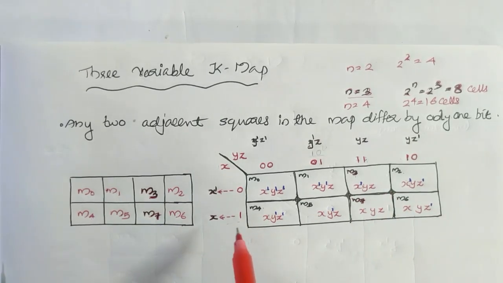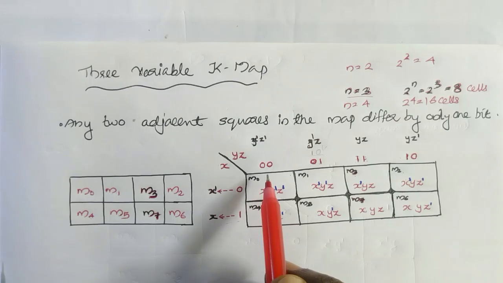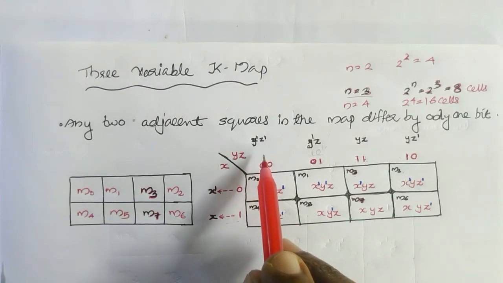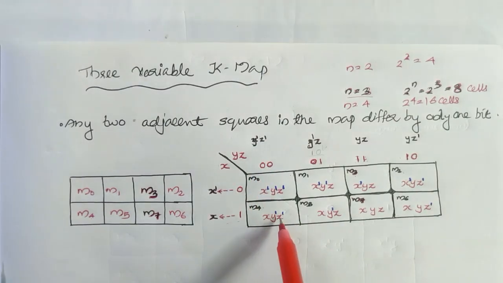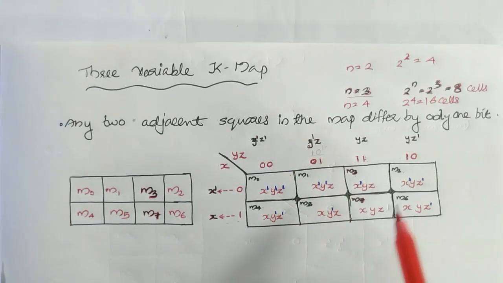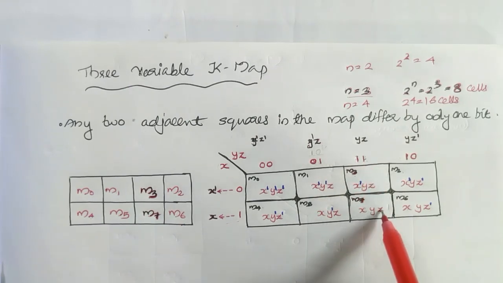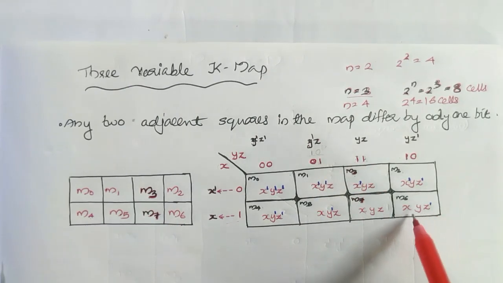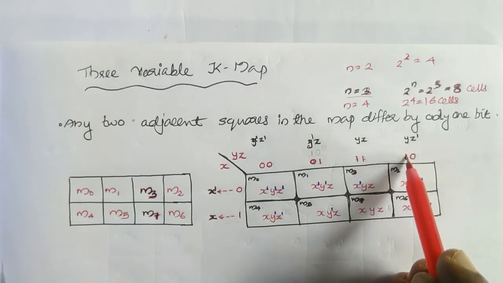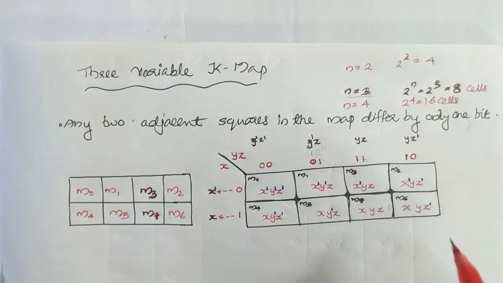The next row, the value of x is 1, so in this row the value of x is always x. Here the values of y and z are 0 0, so y bar z bar. The next cell you will get 0 1, so y bar z, and next cell you will get 1 1, so y z, so x y z. And the last cell, the values of y and z are 1 and 0, so y z bar, x y z bar.